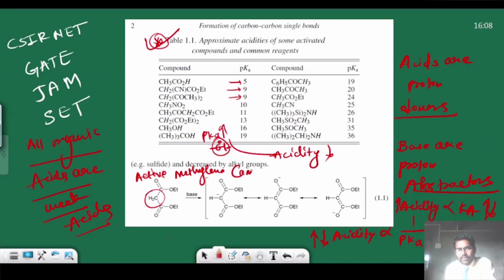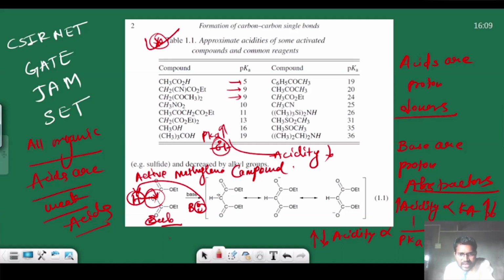Active methylene compound. This is the substrate which is having active methylene group. So if you add base, what will happen? These are having protons. It will take the proton and there is a formation of anion over here like this.